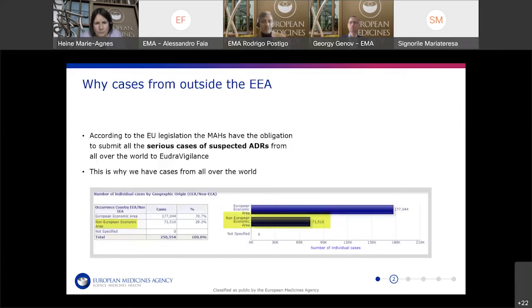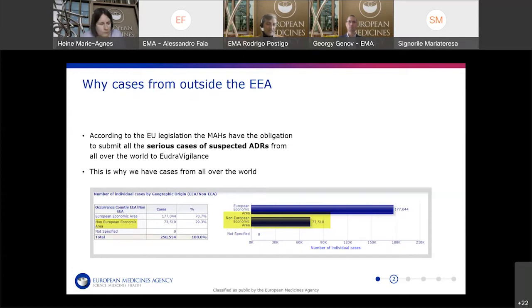Why do we have cases outside the European Economic Area? And this is also a common question. According to the EU legislation, the marketing authorization holders have the obligation to submit all the serious cases of suspected ADRs from all over the world to EudraVigilance. And this is obviously for the products that are authorized in Europe, but also authorized somewhere else.